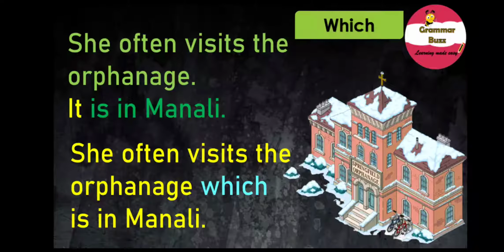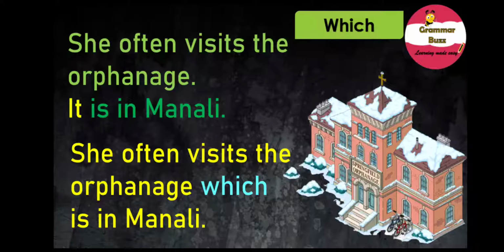Now have a look at the new sentence. She often visits the orphanage, which is in Manali. The relative pronoun which in this sentence refers back to the noun orphanage, which is a non-living thing.